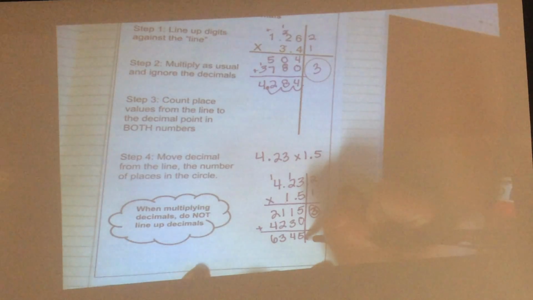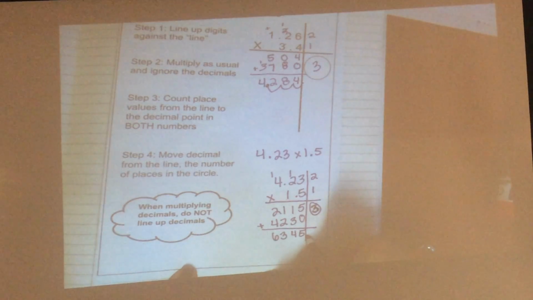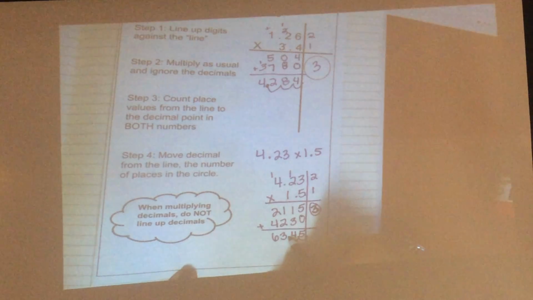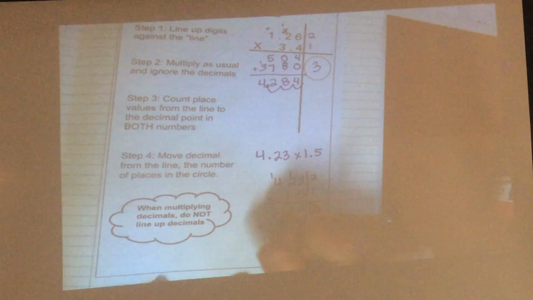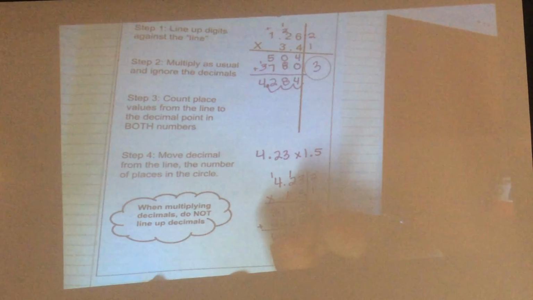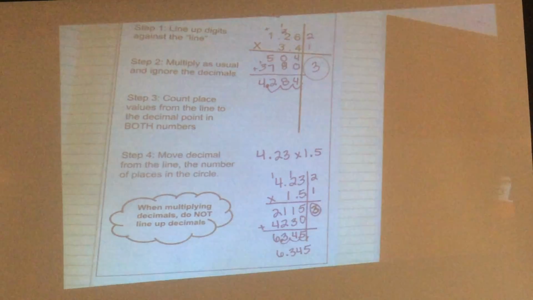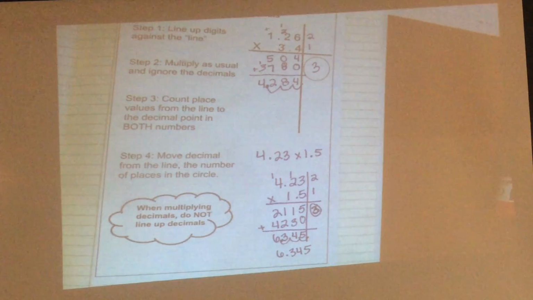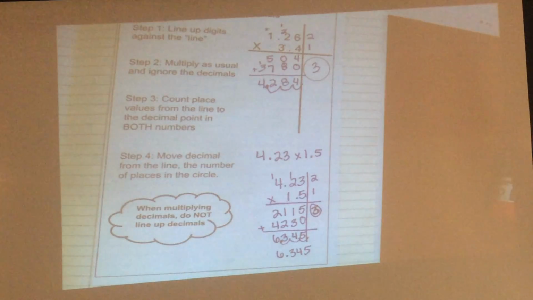Okay, so now I'm going to start on step 4. I'm starting at my line. I am moving my decimal point over 3 place values. 1, 2, 3. So then I would have the answer 6 and 345,000. Very good. Does that make better sense? We'll do more back here as well. Any questions on that? Okay.